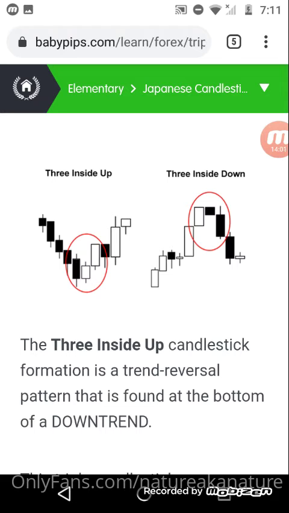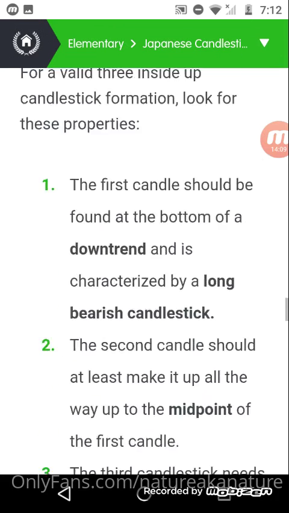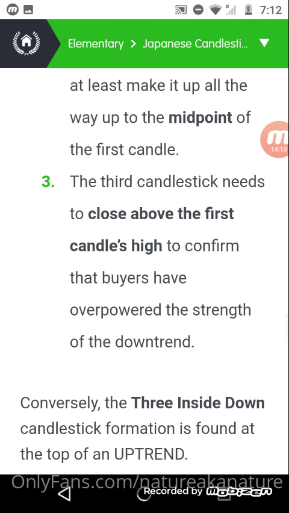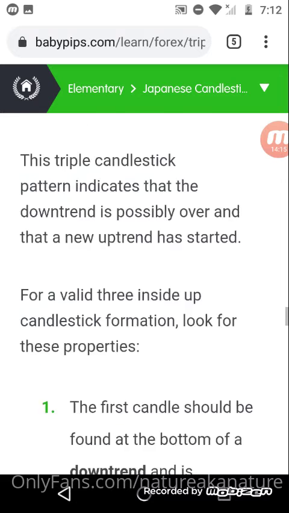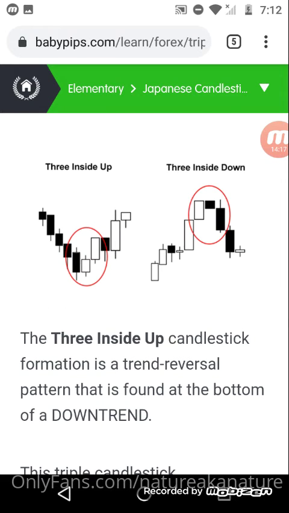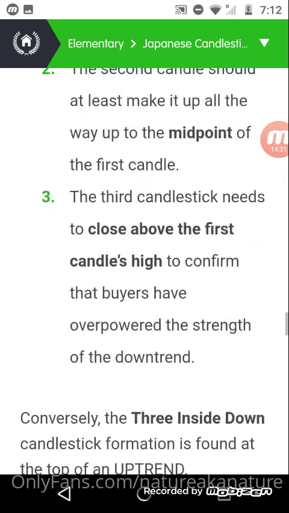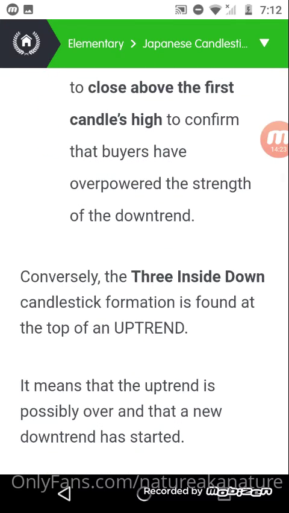Clear reversal. The third candlestick needs to close above the first candle high to confirm that buyers have overpowered the strength of the downtrend. As you can see in the example, again, it did overcome the first candlestick. It was higher than the first candlestick, meaning that buyers have overpowered the strength of the downtrend.